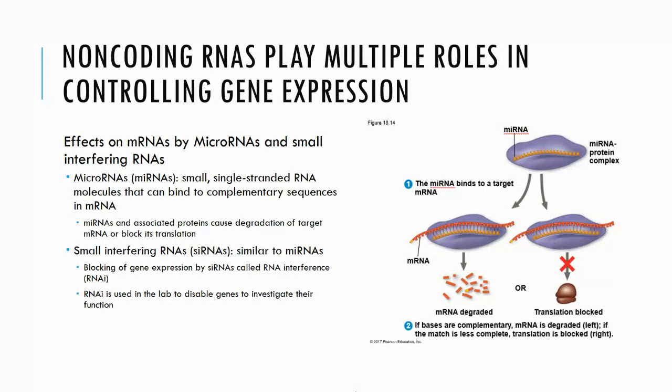Small interfering RNAs or siRNAs are similar in function to miRNAs. They block gene expression, and we call those RNA interference. And those are used in the lab to disable genes to investigate their function. So a lot of what we know about what a gene does is scientists in the lab blocking that gene either from being transcribed or translated and seeing what happens. And that's how we have figured out which ones are super essential for living things.